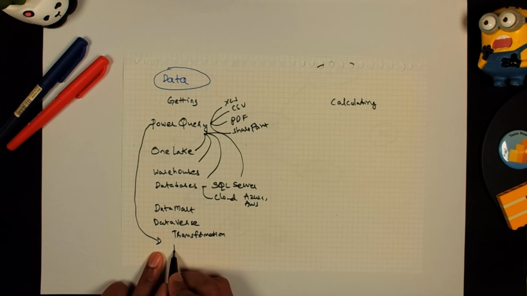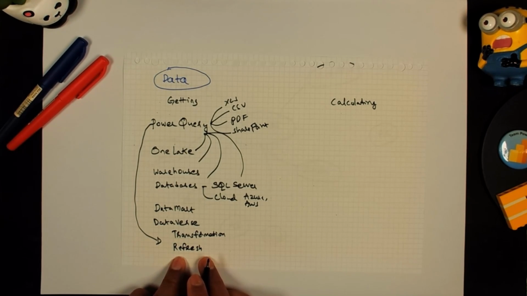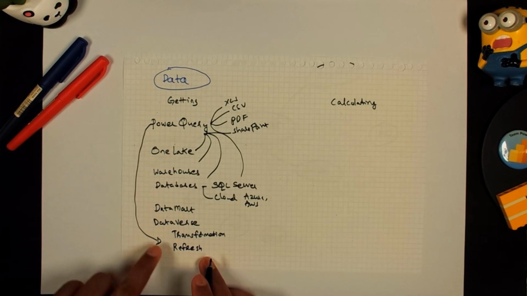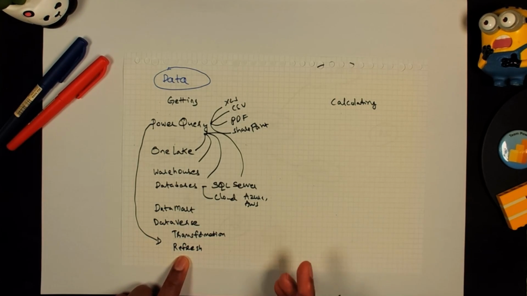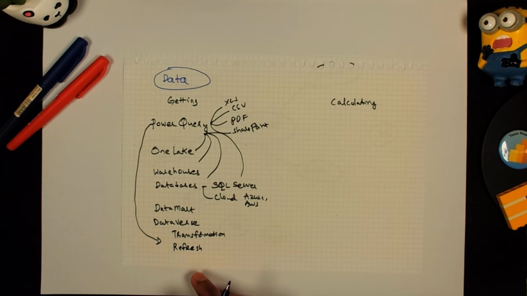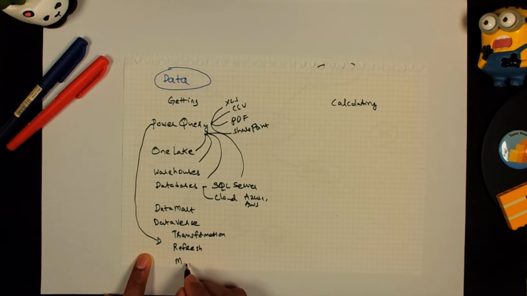Another word that you also hear is the refresh. Refresh simply means updating the data. You could do that refresh inside Power Query, or you could also do it from the platform itself. I'll explain that later. Another word that you hear is the M language.